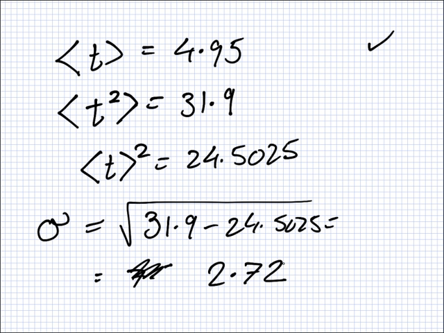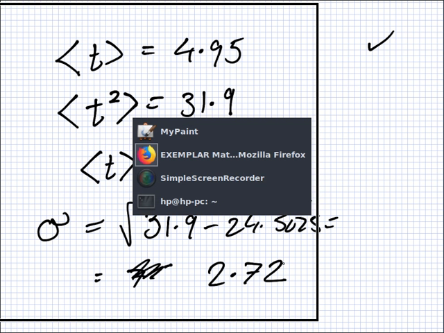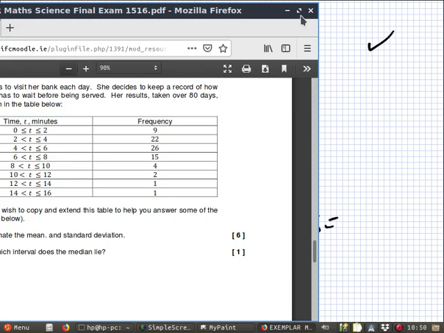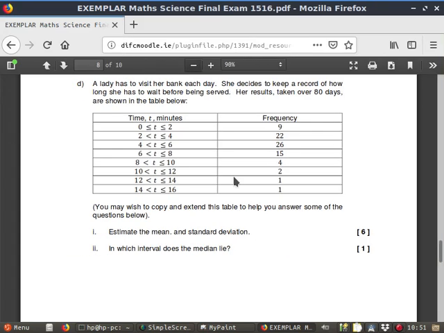It took me like 3 or 4 minutes to do. Okay, and then the last part for 1 mark is where is the median? If you have 80 people, who's the median? Between the 40th and the 41st. Is that person in the first group of 9? No. Are they in the next group? No, because the next group includes the first 31 people. So they must be in the third one. The 40th and the 41st are in the third one. So the answer is the 4 to 6 interval is where the median is.